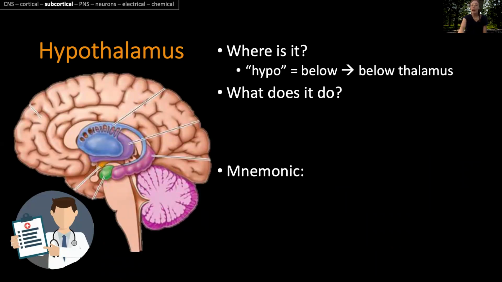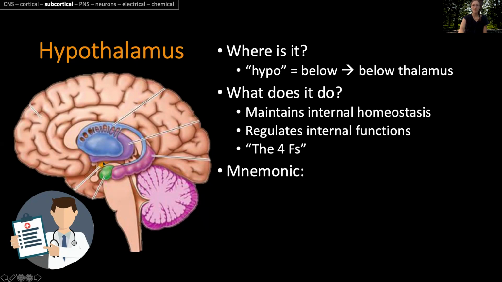Now, where it is, hypo means below. So this structure is below the thalamus. Now you can see it right here in orange. It's kind of hidden, tucked away, but it's located right below this purple thalamus that we just talked about. Now, what it does is it maintains internal homeostasis. It's kind of like your primary care physician that helps maintain your general well-being. So its goal is to maintain homeostasis or kind of healthy normalcy in your body.